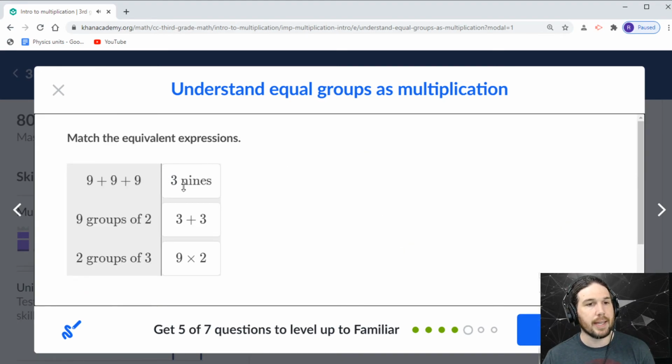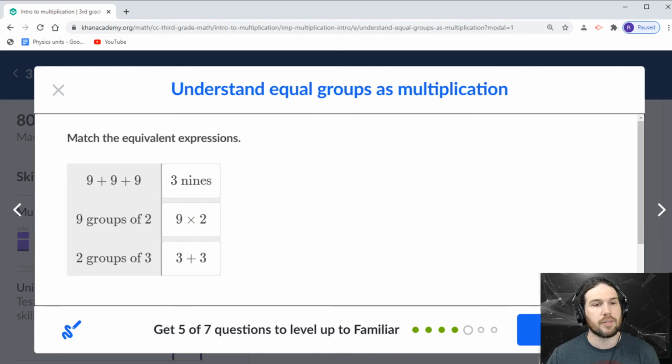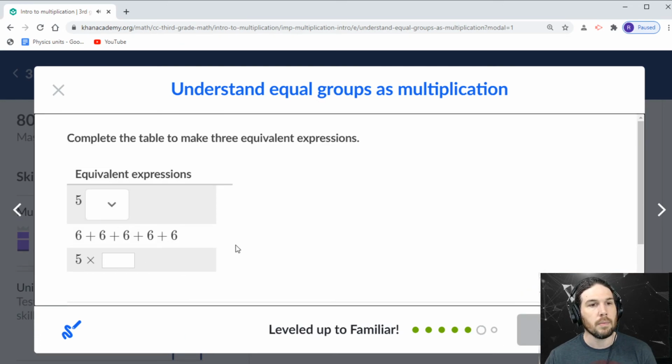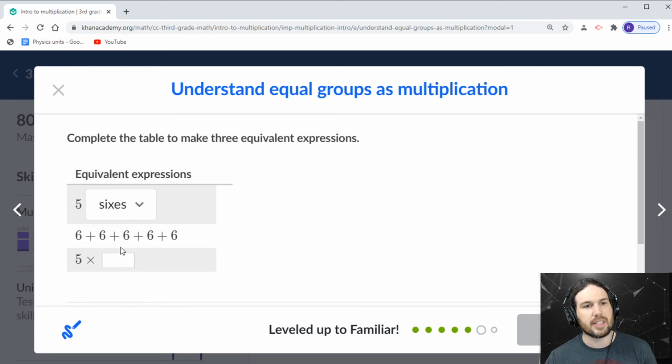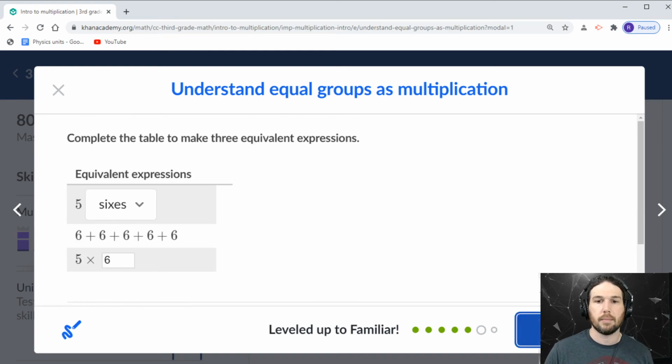Okay, so 3 nines, that's 9 plus 9 plus 9. 9 groups of 2 would be 9 times 2, right? 9 groups of 2. And then 2 groups of 3 would be 3 plus 3. All right, so we have 6, 1, 2, 3, 4, 5 times. So that's 5 sixes, which is the same thing as 5 times 6, which is indeed 30.